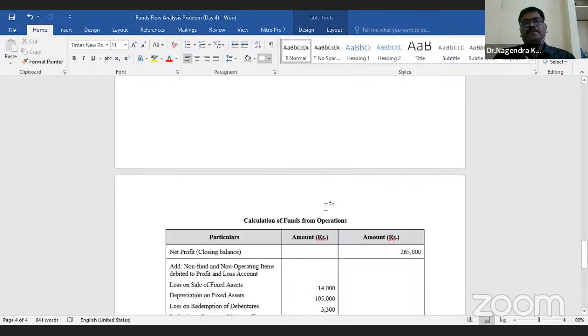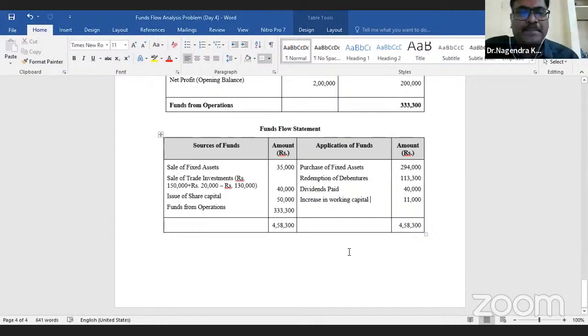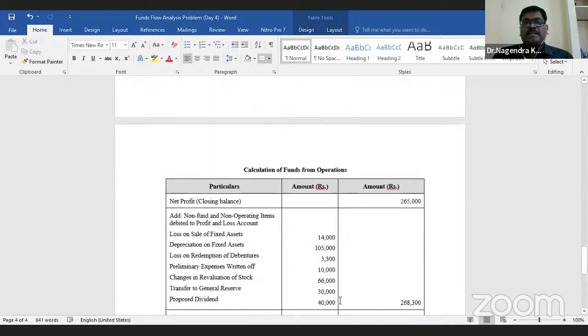So first we have to prepare the changes in the working capital position. Then we have to make adjustments in the current assets and non-current assets and liabilities. Without any adjustment, if there is an increase or decrease in the non-current assets or liability, it has to be considered as inflow or outflow of cash.